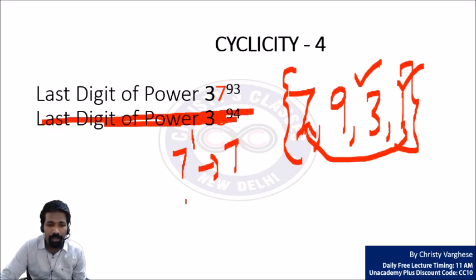You can write it down and check. 7 raised to 1, 7 ending. 7 raised to 2, 49, 9 ending. 7 raised to 3, 343, 3 ending.